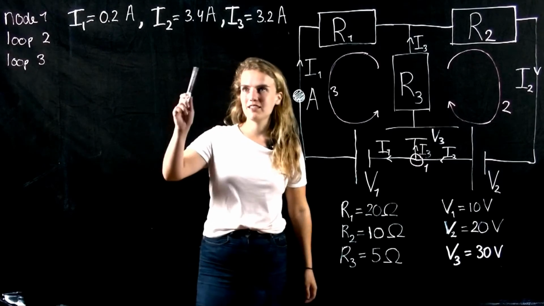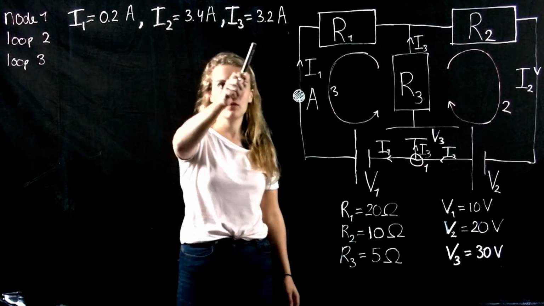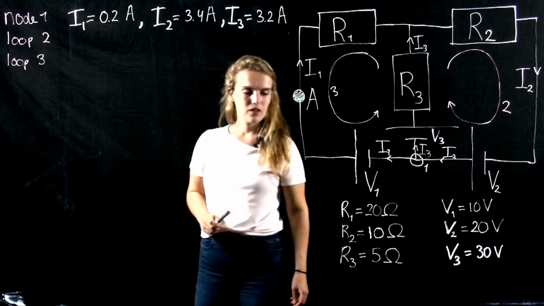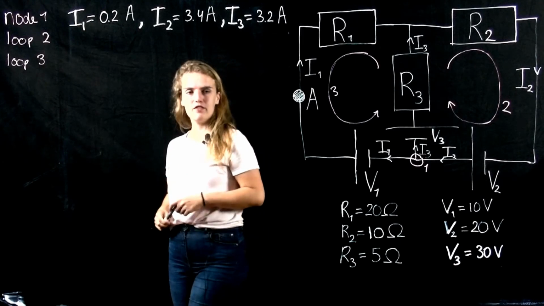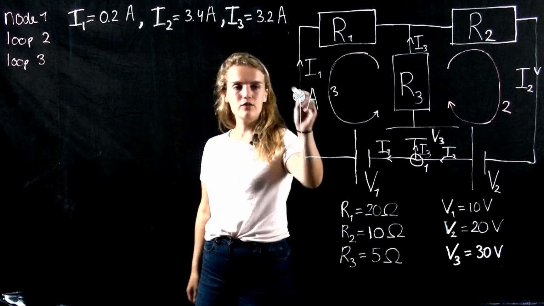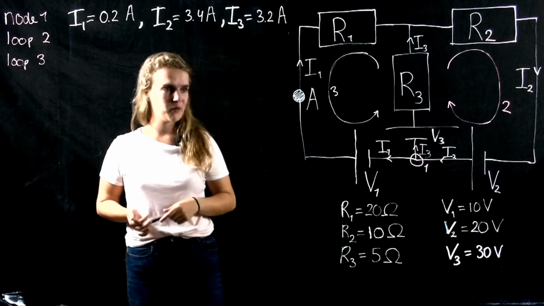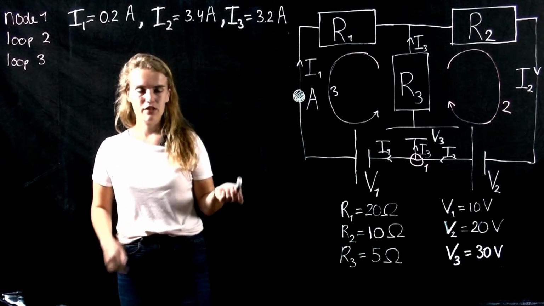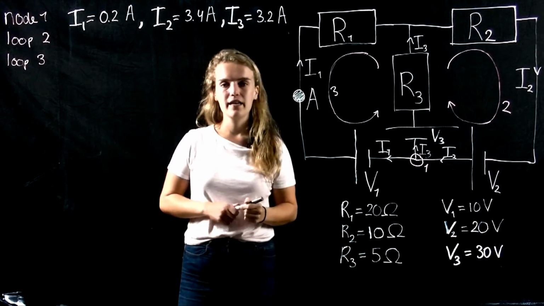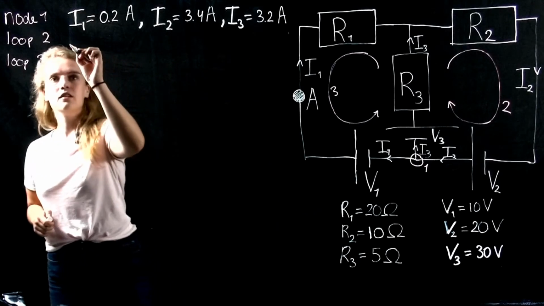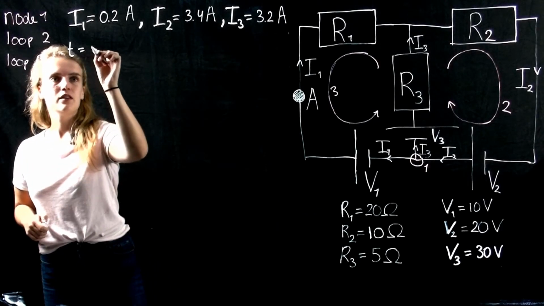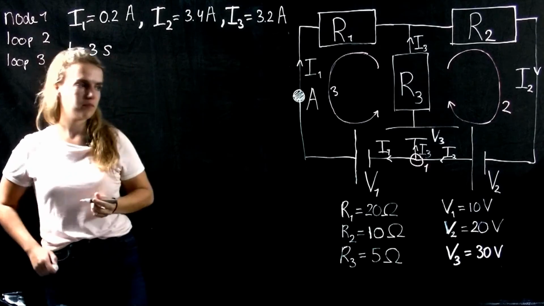So here I've summarized the currents we just found. I've rounded them off. And now to give you a better idea of the physics behind this, we are going to look at point A. My question is, how many electrons actually run through this point in a time of 3 seconds? So we have t is 3 seconds.